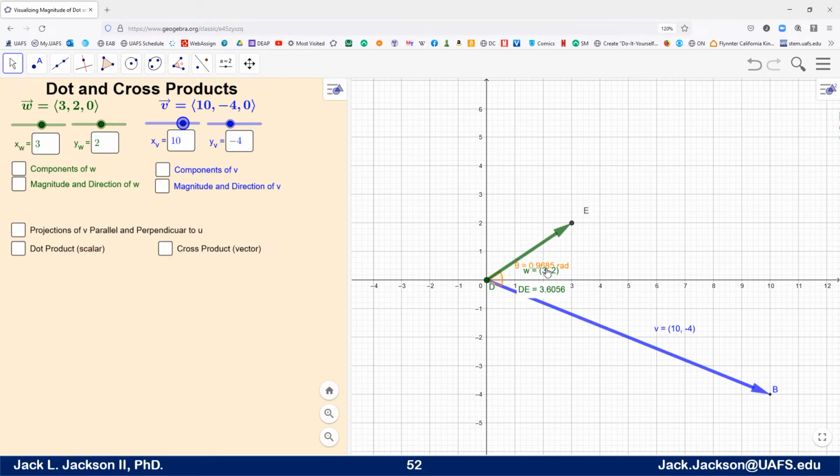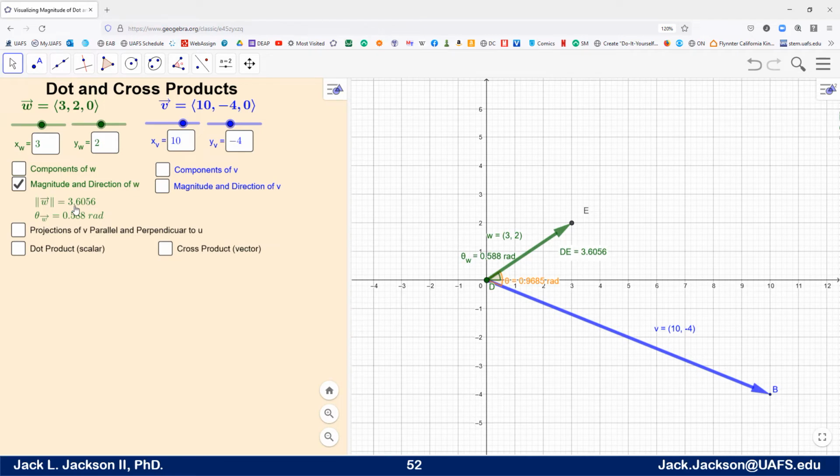Some information is shown over here. This is the angle between them. This is telling us what that vector is. This is the length of that vector from D to E, the norm of W. And if I click right here, there's the magnitude and direction. Now this direction is the green, indicated by the little green angle symbol from the horizontal to this vector W.